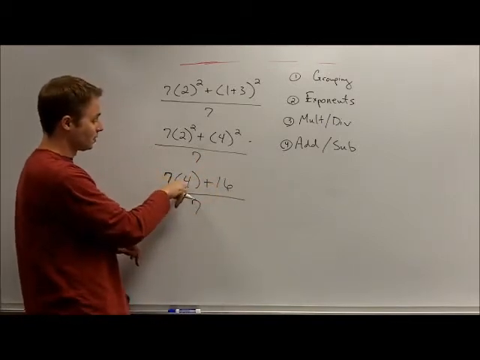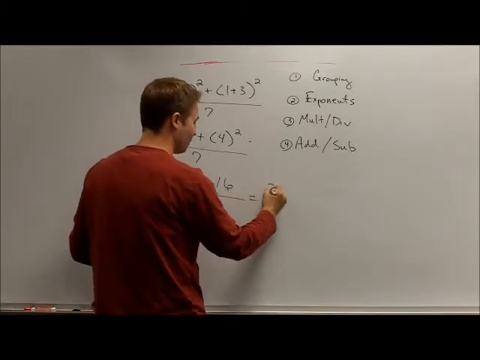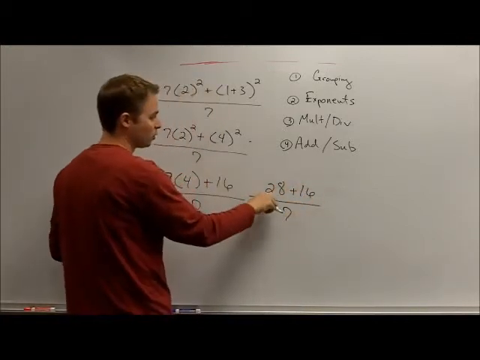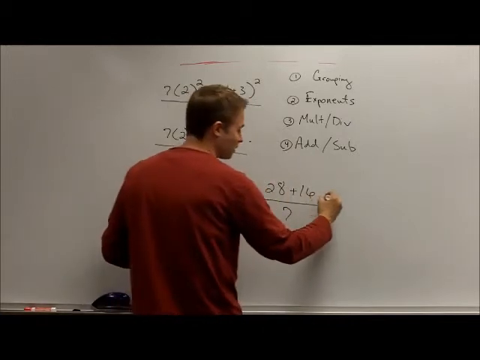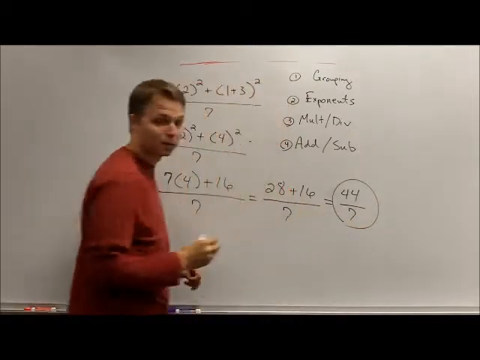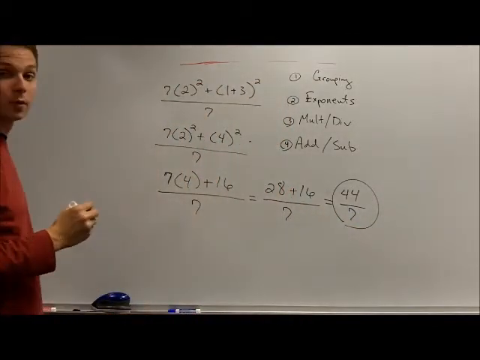So 7 times 4 will be 28, and we have plus 16 in the numerator. So 28 plus 16 is 44, and then all of that divided by 7, so I'll get 44 over 7 for this answer.